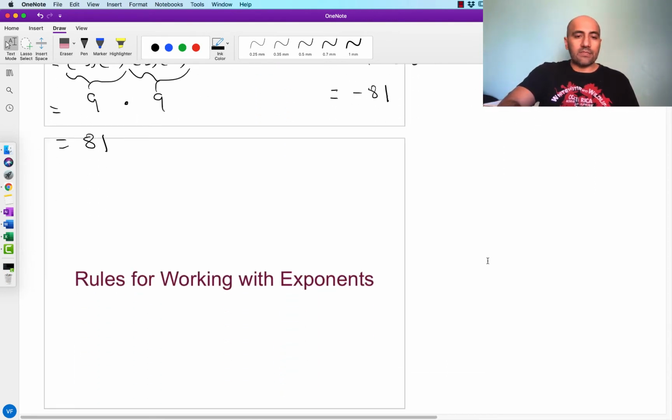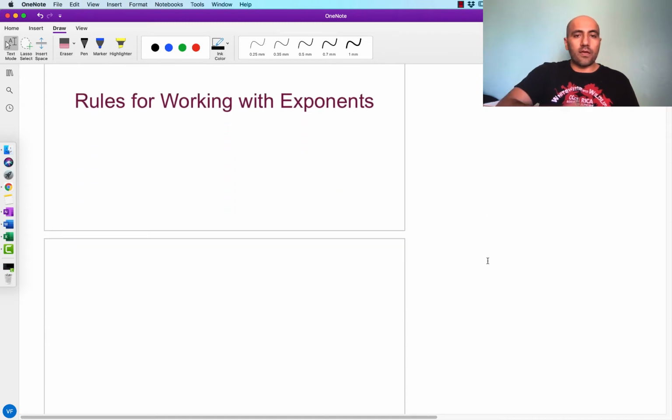Rules for working with exponents, right? So what are the rules for working with exponents? We're going to have several rules. Let's see. Rule number one, we're going to say that x to the power of m times x to the power of n is equal to x to the power of m plus n, right?